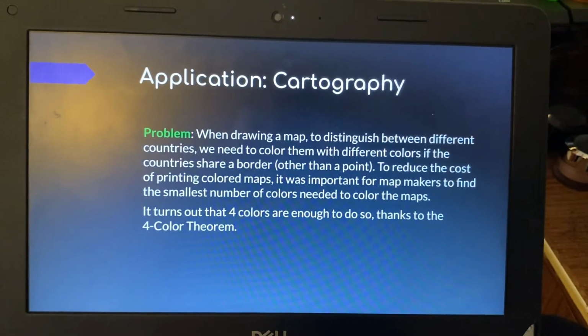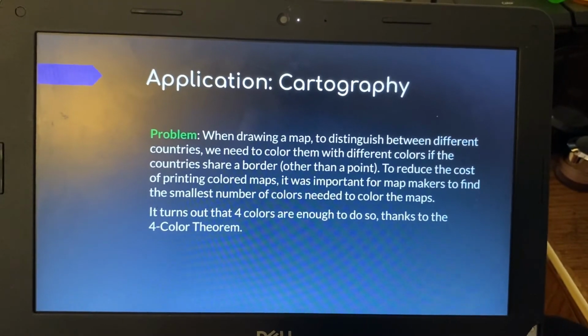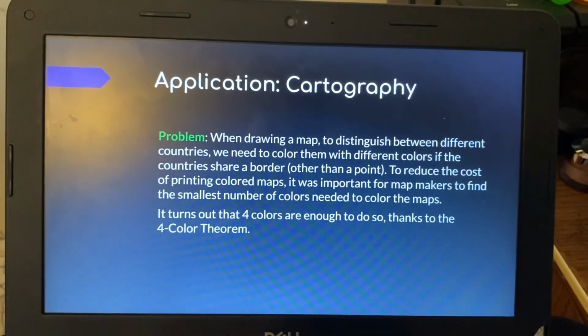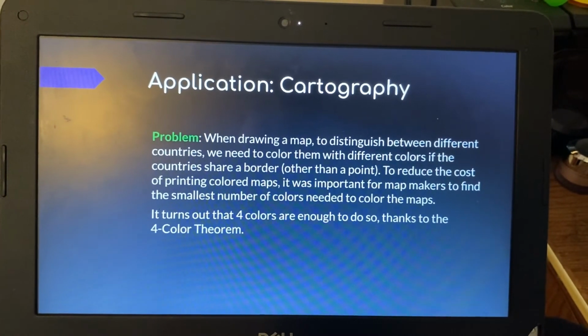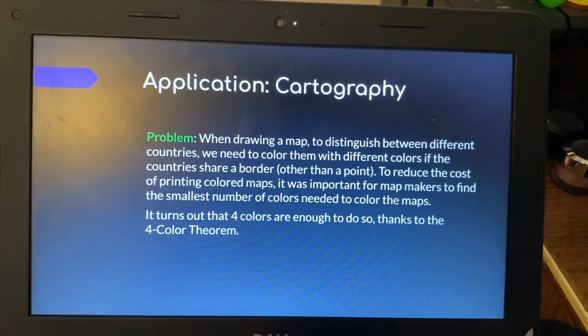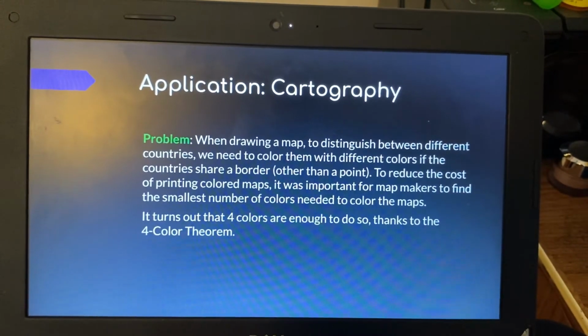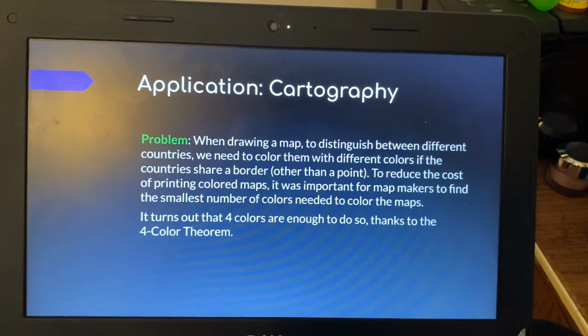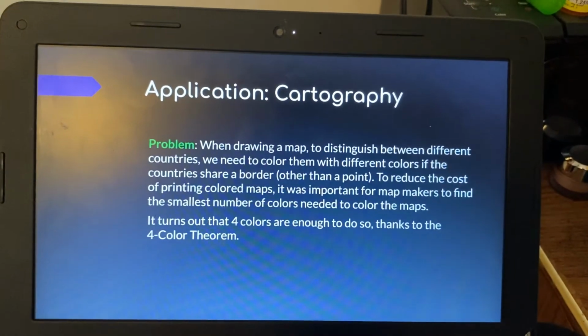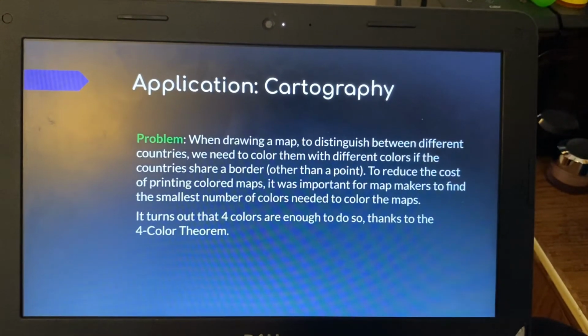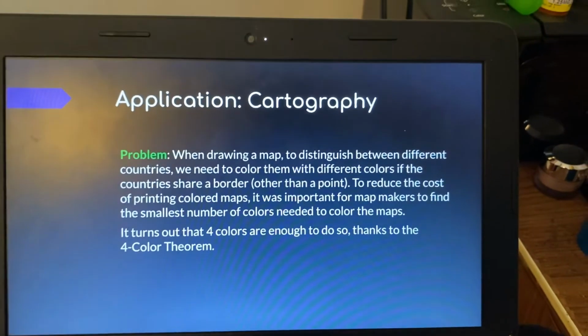Application: cartography. When drawing a map, to distinguish between different countries, we need to color them with different colors if the countries share a border other than a point. To reduce the cost of printing colored maps, it was important for map makers to find the smallest number of colors needed to color the maps. It turns out that four colors are enough to do so, thanks to the four-color theorem.